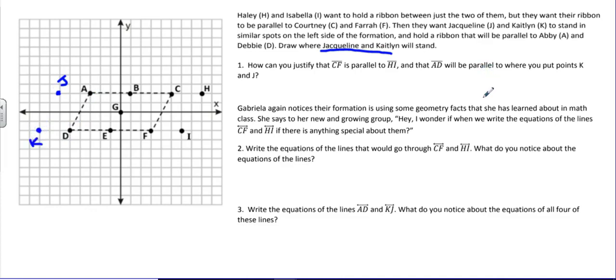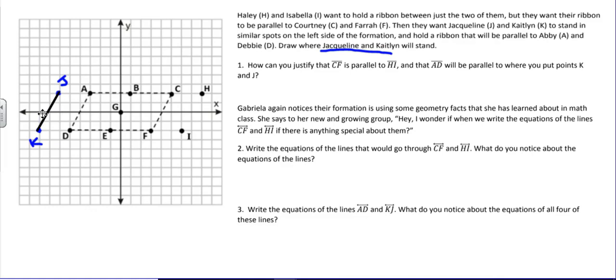Number 1 asks, how can you justify that segment CF is parallel to segment HI, and that segment AD will be parallel to where you put points K and J? In answering this question, you might reason through it visually, maybe using patty paper or a similar tool where you can draw a segment and then slide that segment around. I have the benefit of doing this with technology, so I know that the line is not going to tilt. So I know that HI has the same tilt as CF, so these segments are parallel. AD has the same tilt as JK.